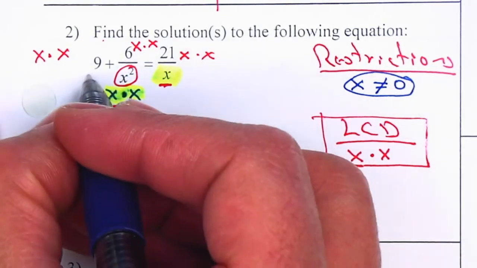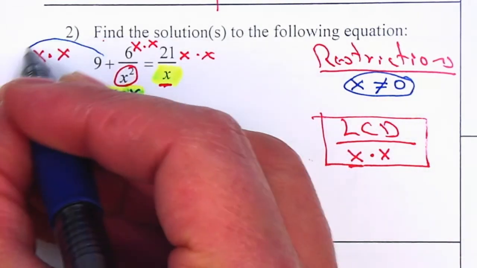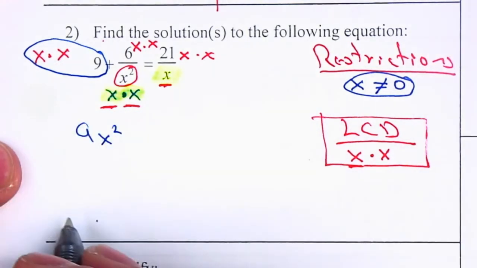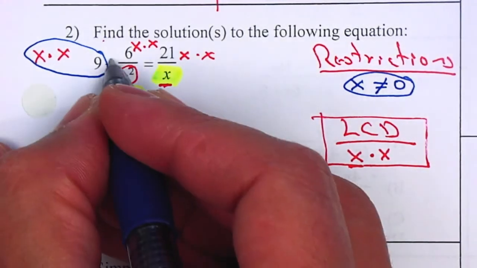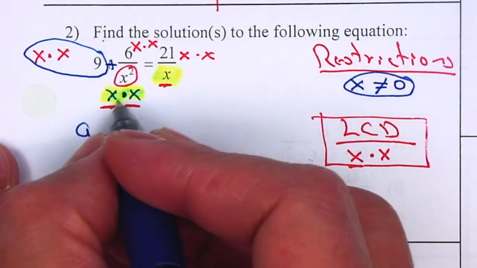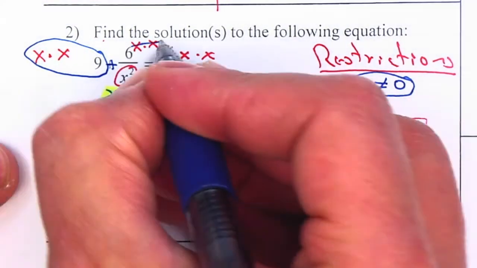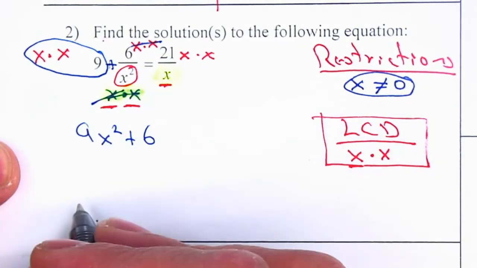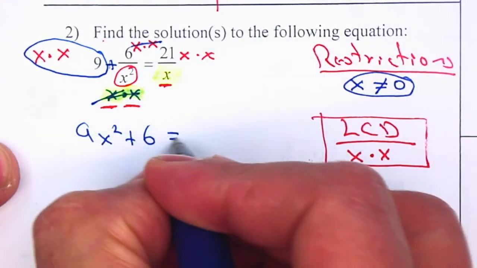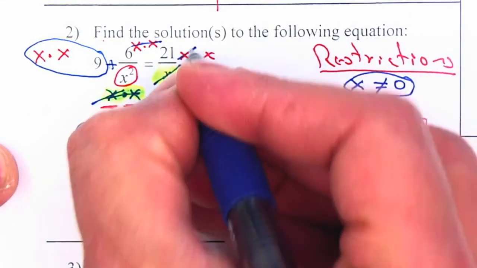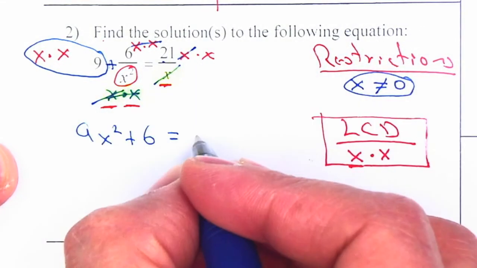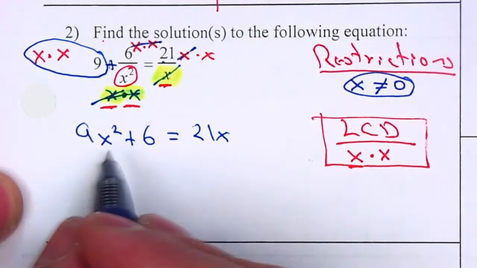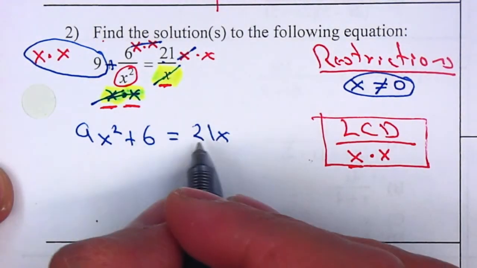Therefore, on the first one, there's no denominator, so I just have a 9x squared plus the next fraction, the x's both cancel, so I just have a plus 6. On the last one, 1 x cancels, so I just have 21 times x gives me 21x. Nothing to simplify. I want to be able to make it equal to 0.